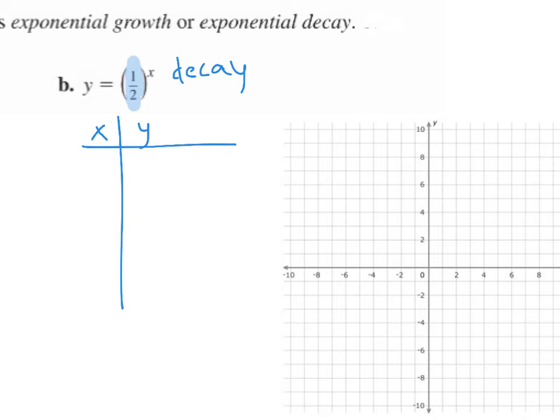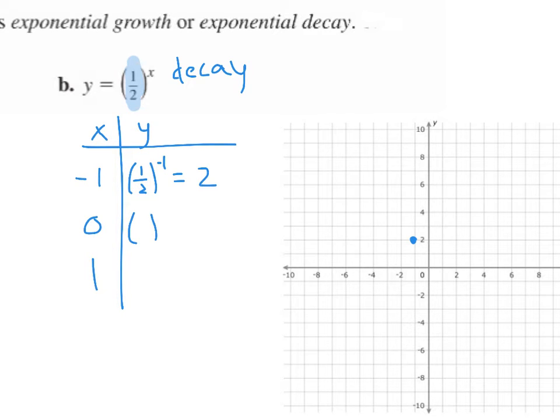So what can we plug in for x? 0, what else? 1. -1. So for all of these problems, you can always plug in -1, 0, and 1. They're kind of just the easiest numbers to work with when dealing with your exponents. So we have 1/2 to the power of -1. What is that? 2 over 1. Just 2. So we're going to go to the left to -1 and up to 2.